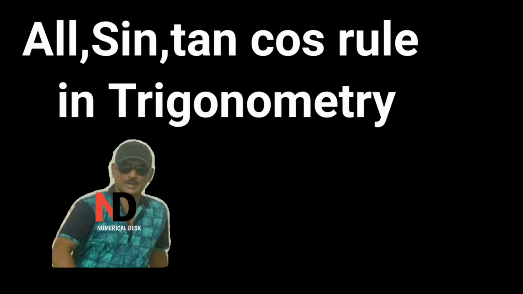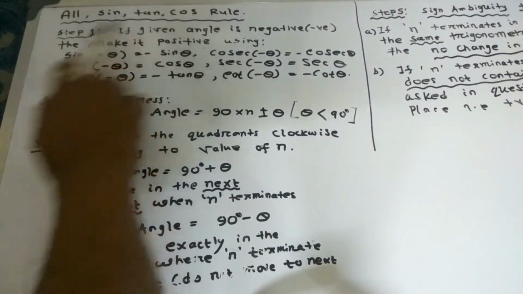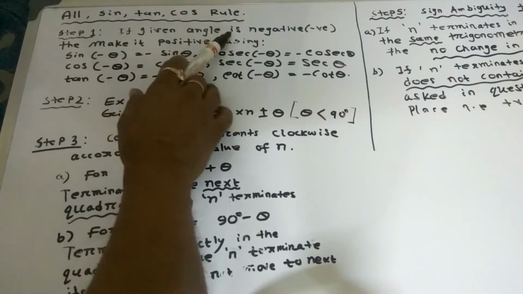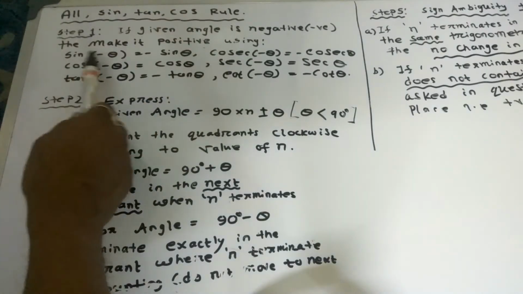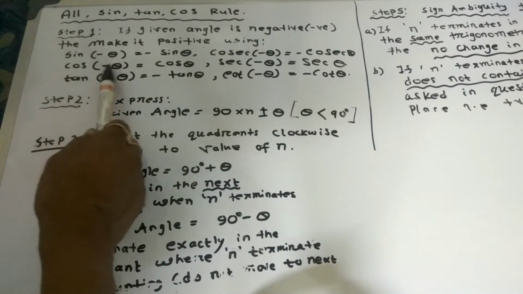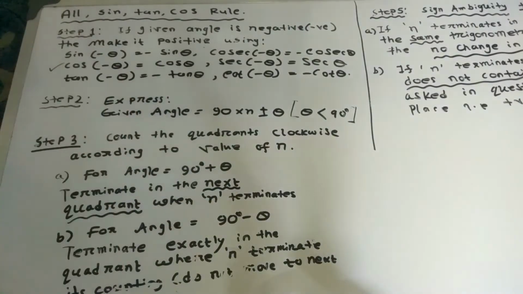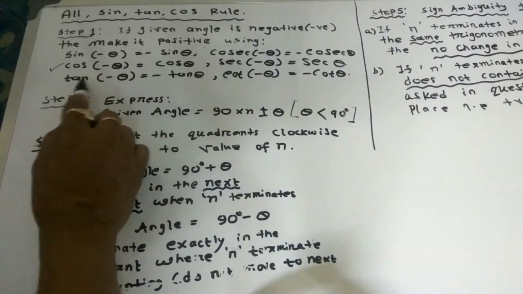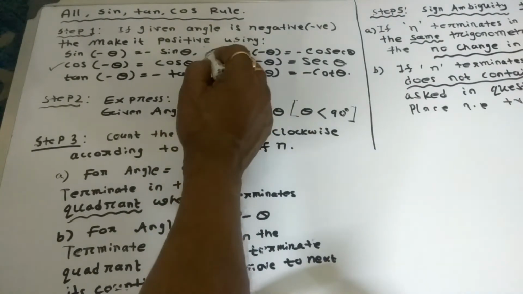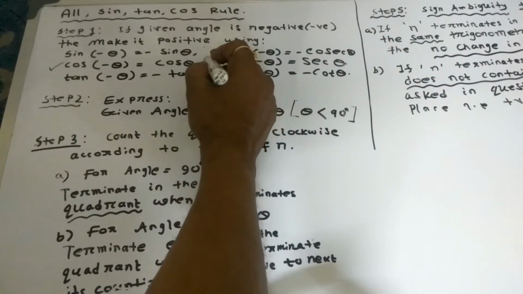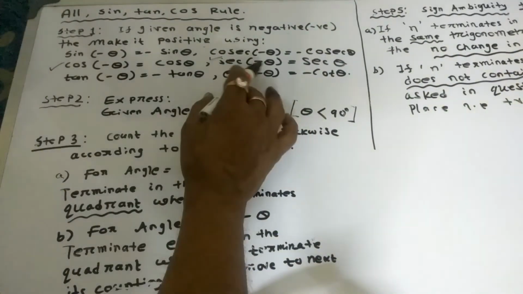You must learn this very carefully. You see the all sin tan cos rule. In step 1, when the angle given is negative, make it positive according to the following rule. You learned this in class 10. Thus cos minus theta and sec minus theta become positive, and the rest remain negative, but the angle you have to write in positive sense. So this is step 1: if the given angle is negative, first make it positive.